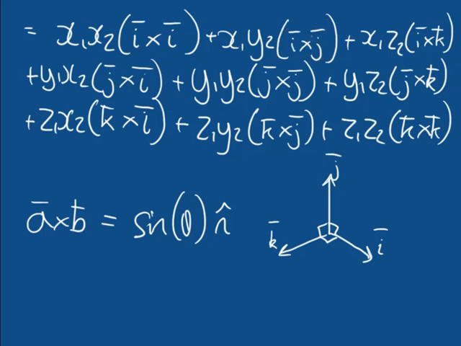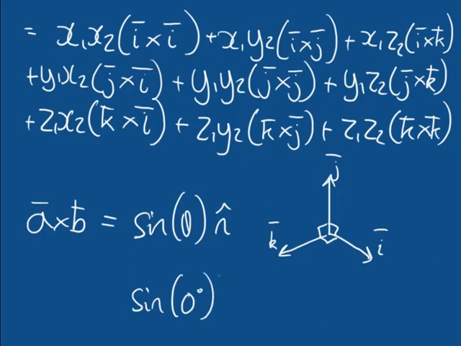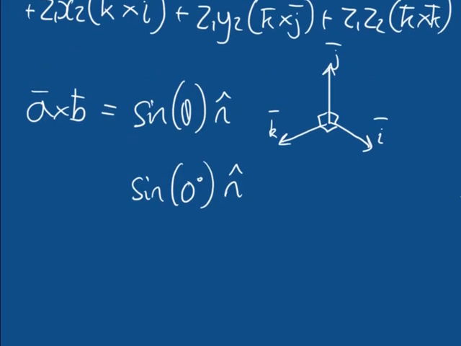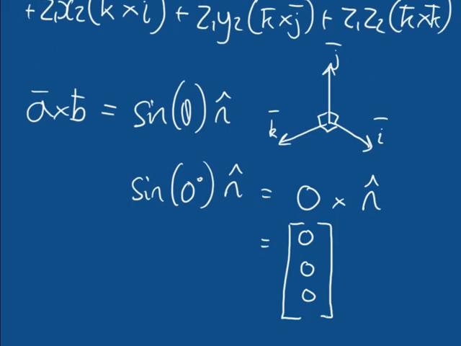If we're crossing a vector with itself, then we know that the angle between any vector and itself is 0 degrees. So our cross product operation for a vector crossed with itself becomes the sine of 0 degrees multiplied by that vector n. And we know that the sine of 0 degrees is 0. Thus this becomes 0 multiplied by that vector n, which becomes a 0 vector. It's a vector where all of the components are 0. We have 0 in x, 0 in y, and 0 in z.